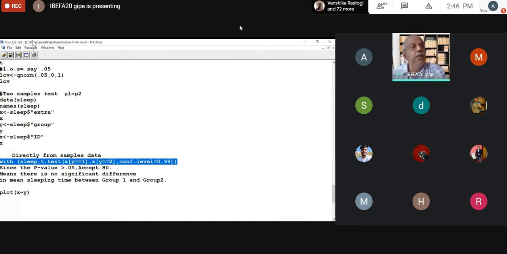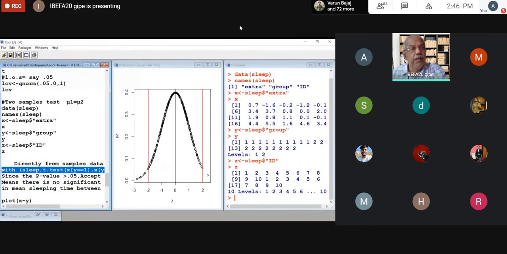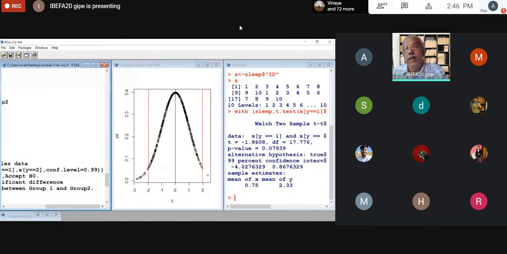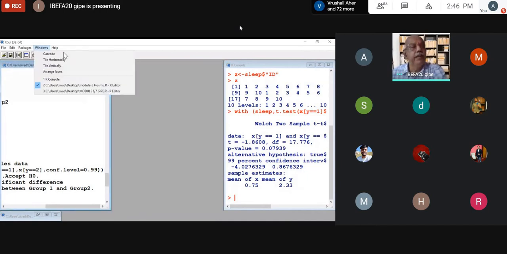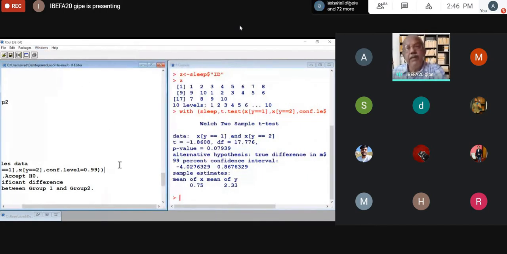See the p-value. The p-value is 0.073939 and the level of significance is 0.01. So what is the conclusion? Accept H0. Finished.